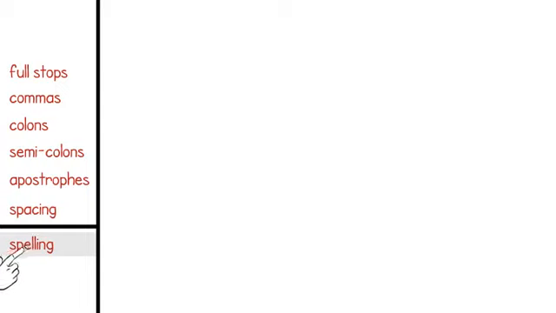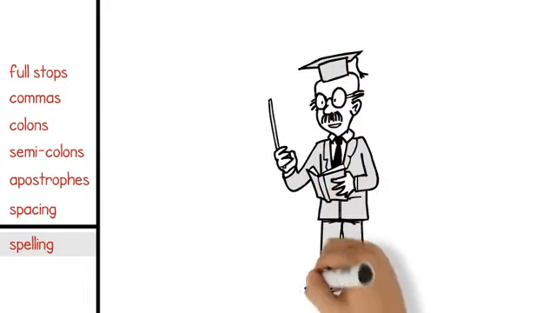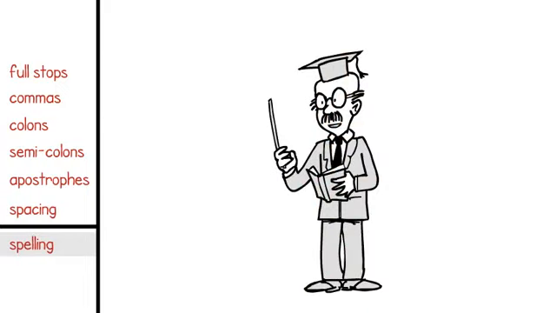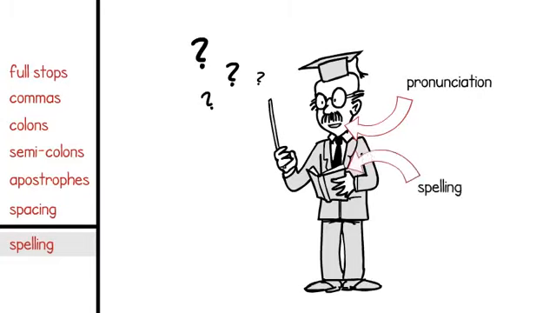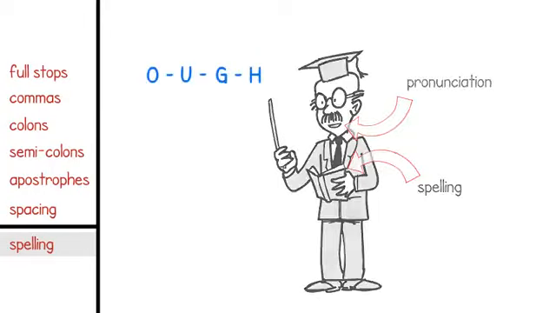Now let's turn to spelling. This is a very complex area, and unfortunately there are not many easy rules. As you know, in English, there is often little connection between the pronunciation of a word and its spelling. So it is sometimes impossible to know how to pronounce a word from how it is spelt. For example, there are many different pronunciations of O-U-G-H.